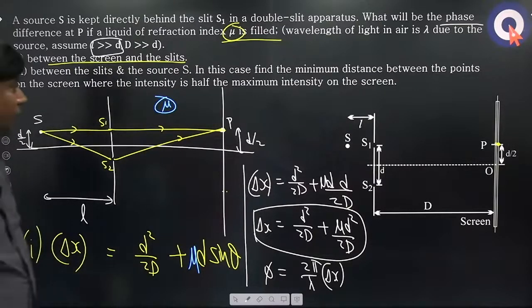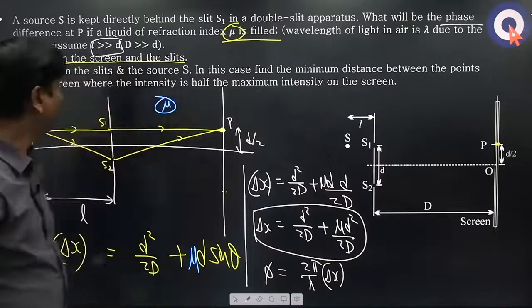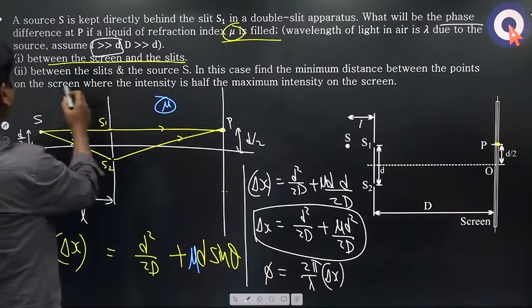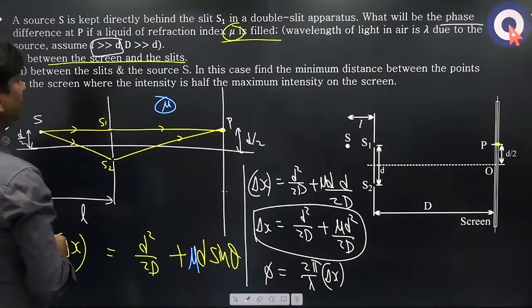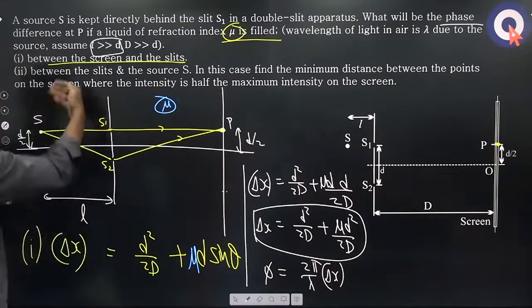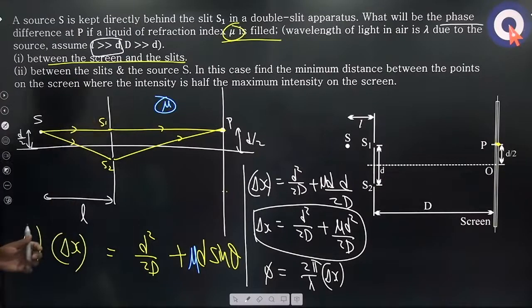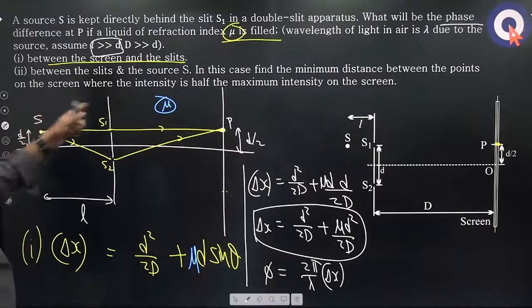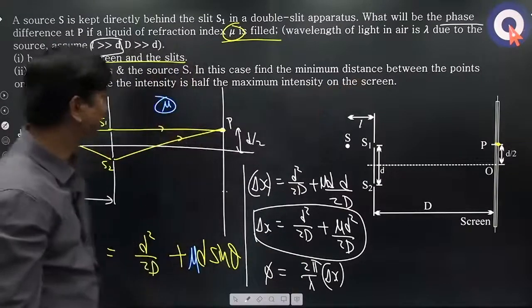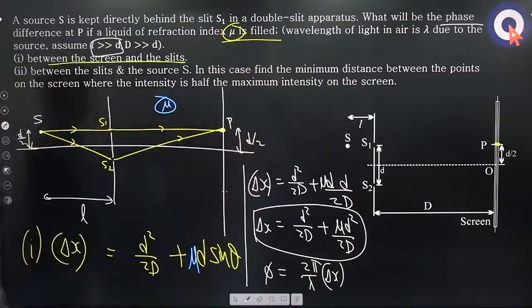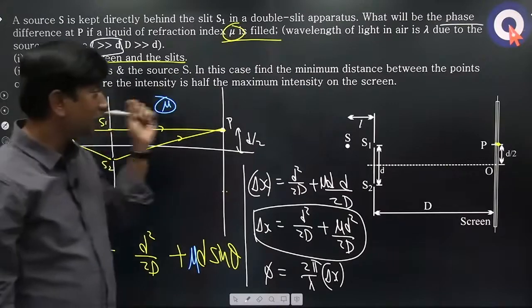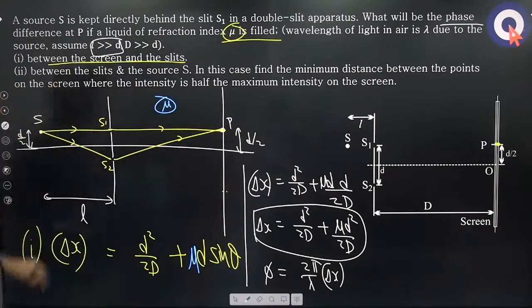Next, in the second bit they are asking the same thing, but now the medium is filled between the source and the slits. Here if you fill, what happens? That time also we'll try to write the conditions, and in this case find the minimum distance between the points on the screen where the intensity is half the maximum intensity on the screen. Okay, so that is also the second bit. Just see this question, right? So we'll solve the second bit also.